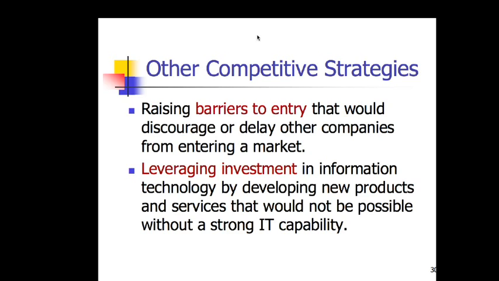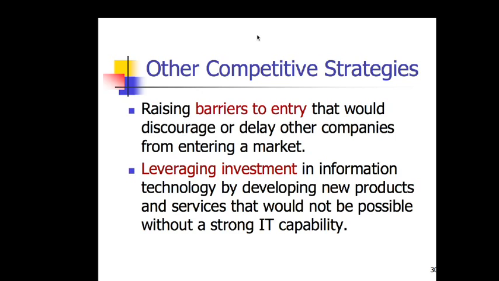And then leveraging investments in information technology, developing new products and services that would not be possible without a strong IT capability. So, in terms of automatic processing, this is actually kind of like what carriers do. If you are a FedEx or a UPS, you have automatic tracking. You have internet programs and you type in a tracking number.